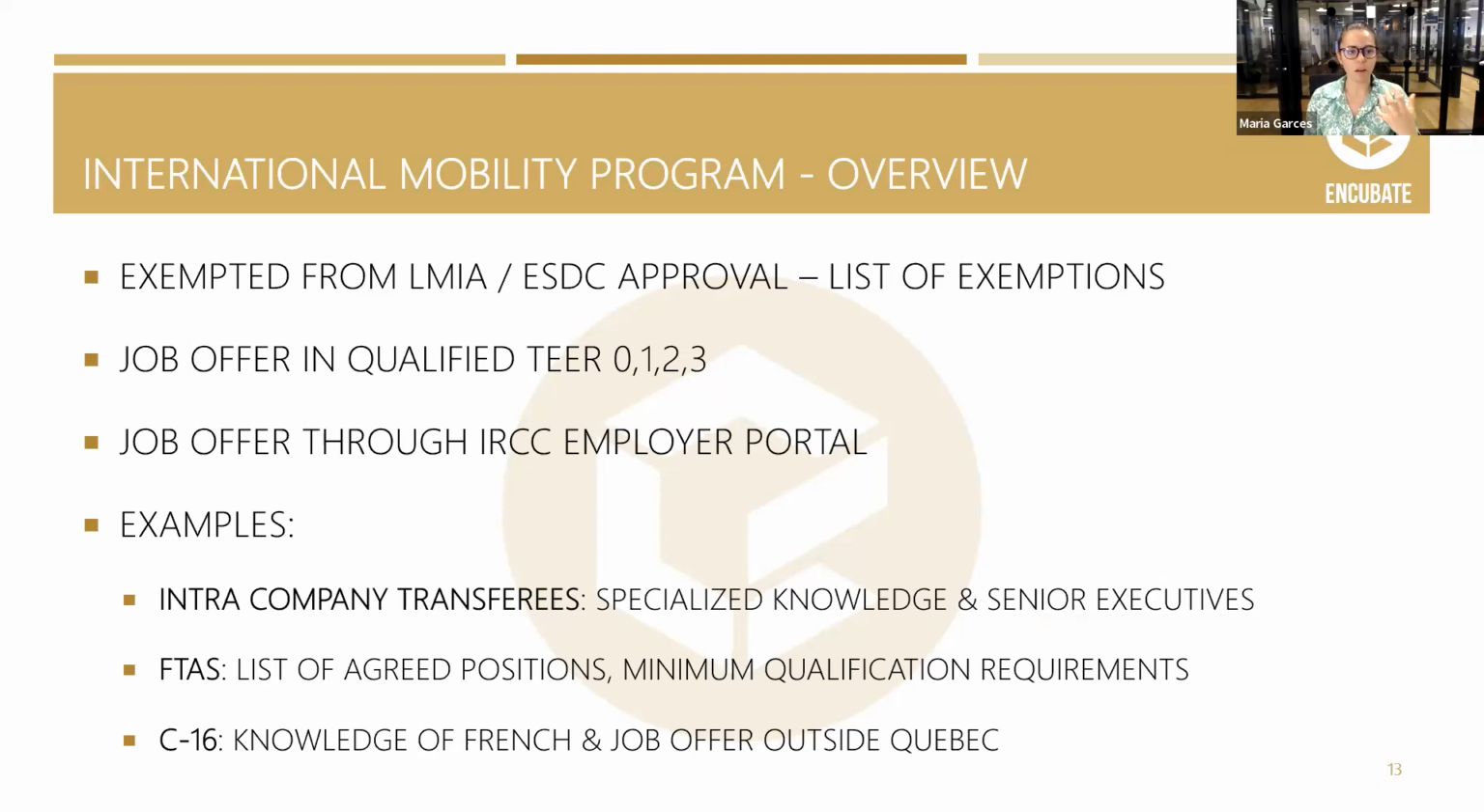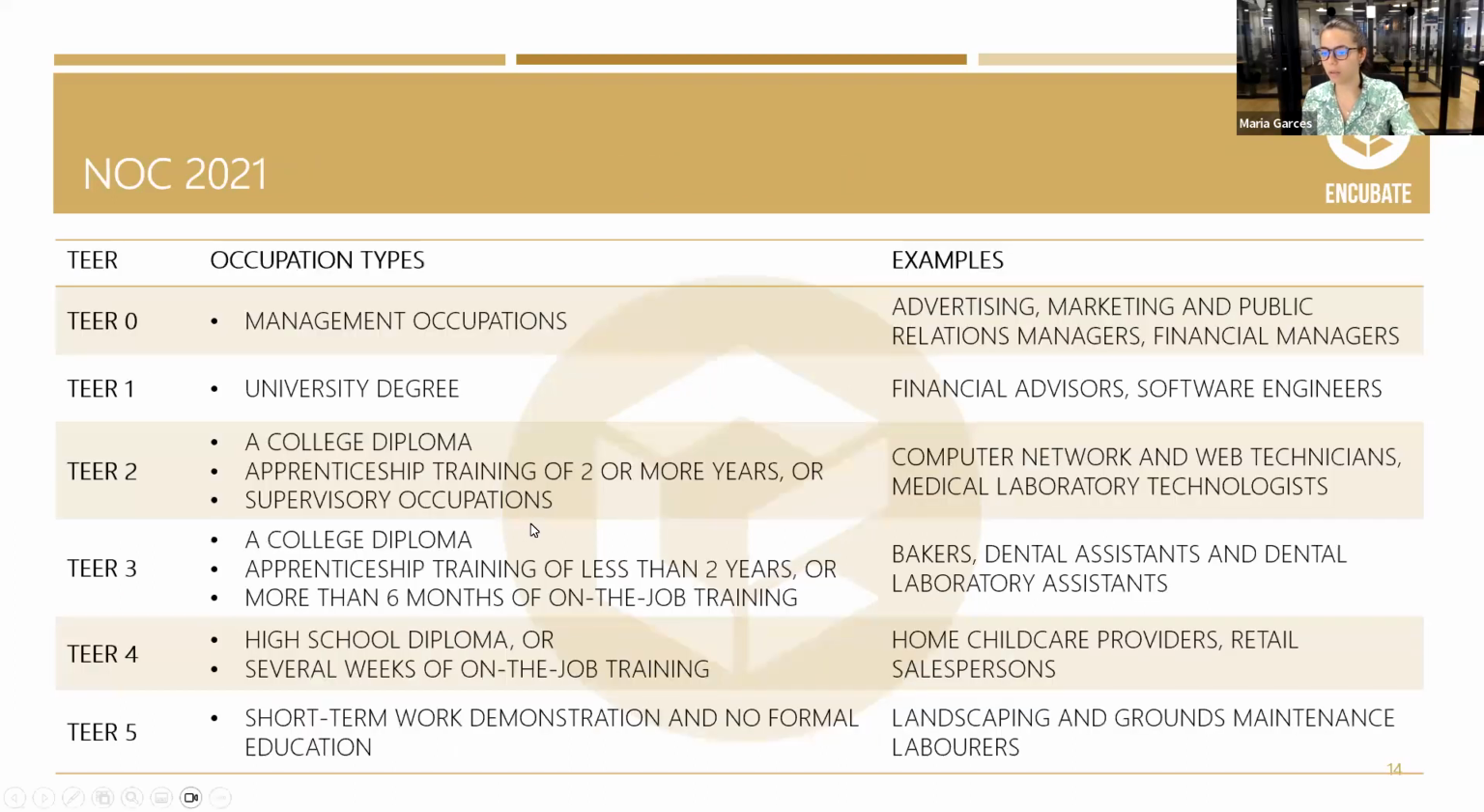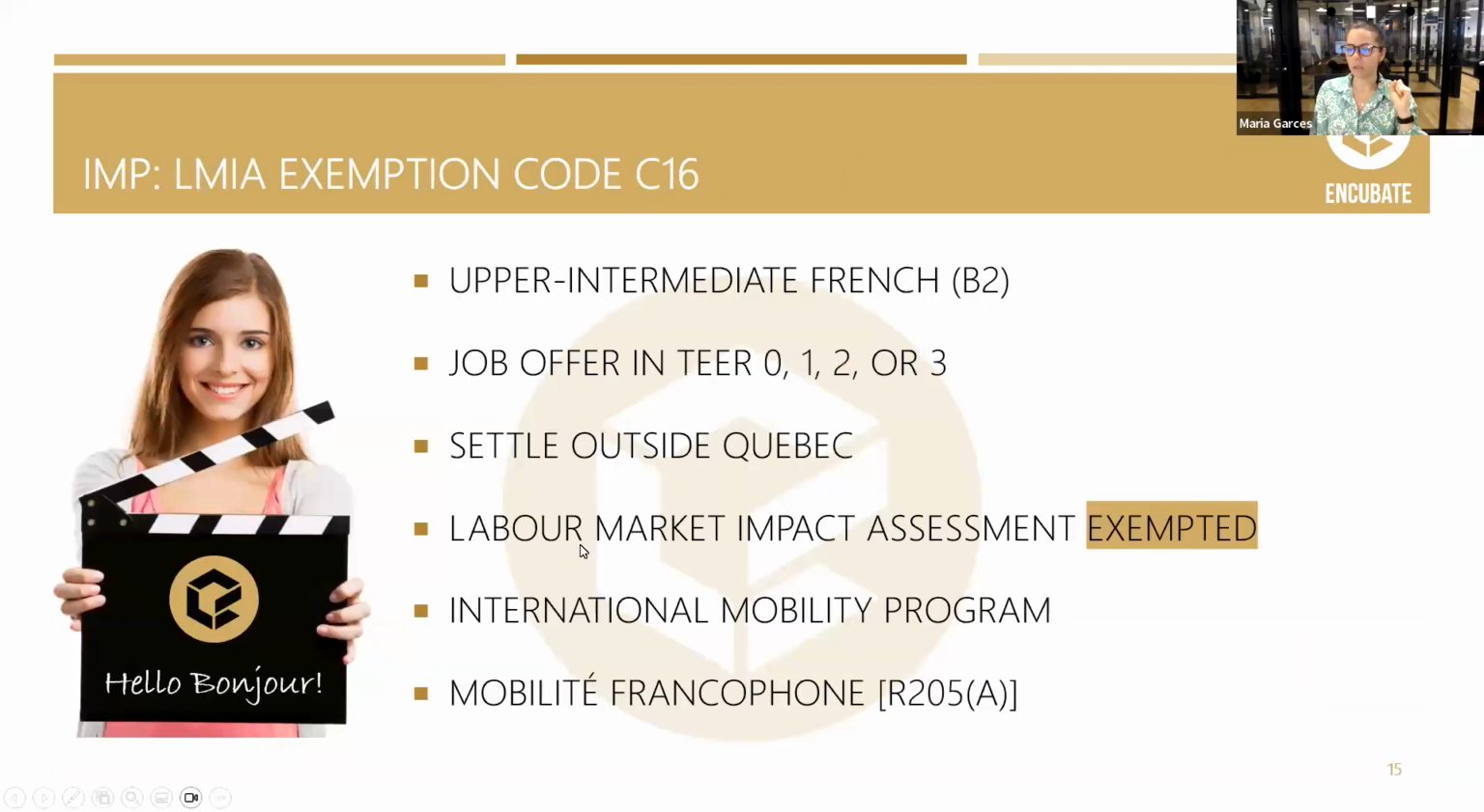So if we were to have a foreign national or candidate who speaks an upper intermediate level of French, actually, I'll move on to the slide to explain. We'll go back to that. So C16: if we have an upper intermediate level of French, B2, and a job offer in a qualified occupation, again, classified as 0, 1, 2, or 3, whose job offer is outside of Quebec, very important that it needs to be outside of Quebec, we can apply for the C16 application.